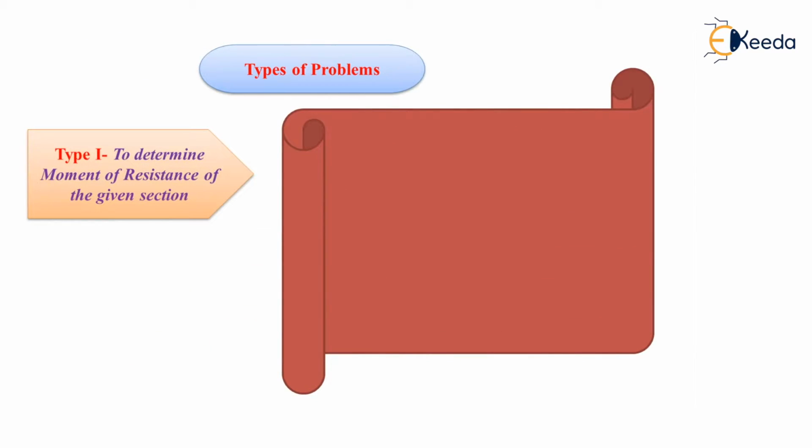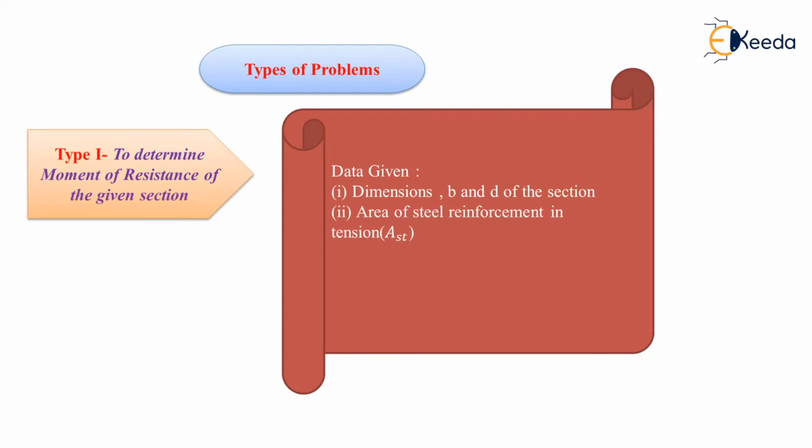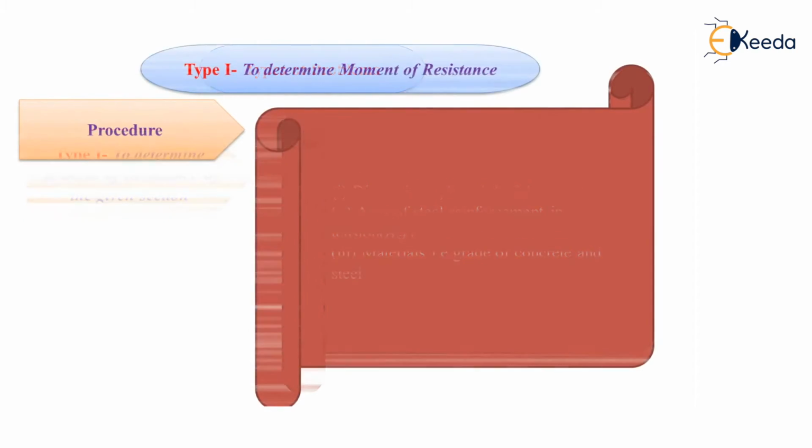The first type is to determine the moment of resistance of the given section. In the problem statement, they will give the dimensions of the section in the form of B, that is the width, and effective depth D of the section. They can give the area of steel reinforcement, that is AST, and the grade of materials, that is the grade of concrete and grade of steel. So what is the procedure to solve that? We will see step by step.